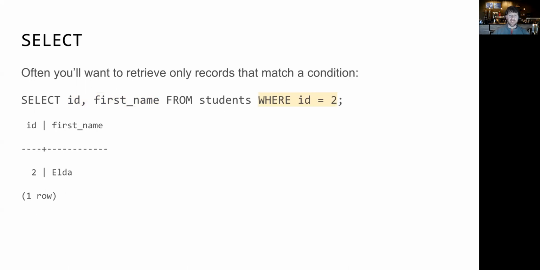Often you want to retrieve only records that match a specific condition. So instead of returning everything from the students table, maybe we want to find the student with the first name of Tiana, or where the student's ID equals 2. Here we'll select the ID and the first name from the students table where the ID equals 2. If we do that, we return the ID and first name where the ID of the student equals 2, which is ID 2, first name Elda.